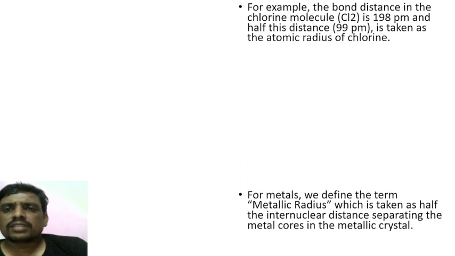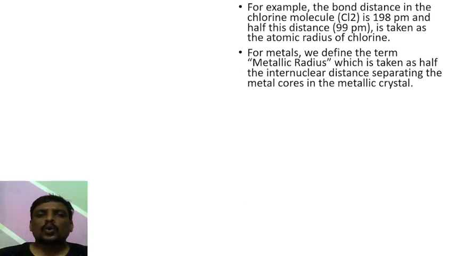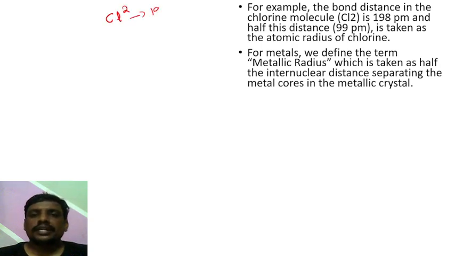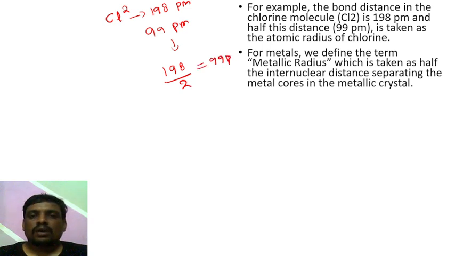For example, the bond distance in the chlorine molecule Cl2 is 198 pm, and half this distance, 99 pm, is taken as the atomic radius. Why? Because 198 by 2 equals 99 pm. Okay, the atomic radius of chlorine is 99 pm.